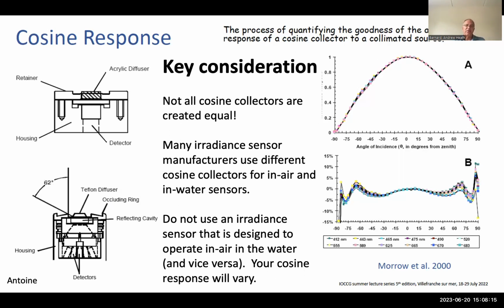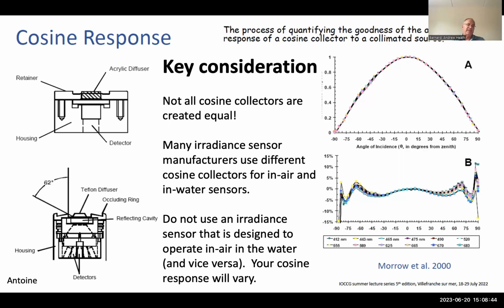So that's the forewarning. Do not use an irradiance sensor that is specifically designed to operate in air and use it in water. Otherwise, you will get a bigger error in your response, or vice versa. So just pay attention to that when you buy and look at these sensors. Is this irradiance sensor designed to work in the air, or is it designed to work in the water? Radiance is not as impactful on that.